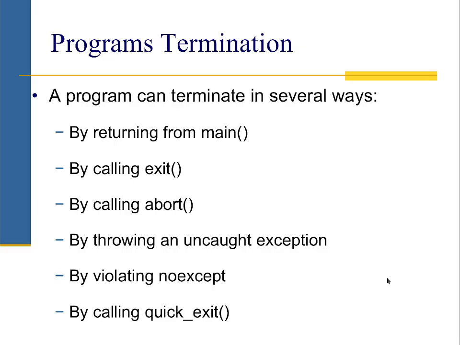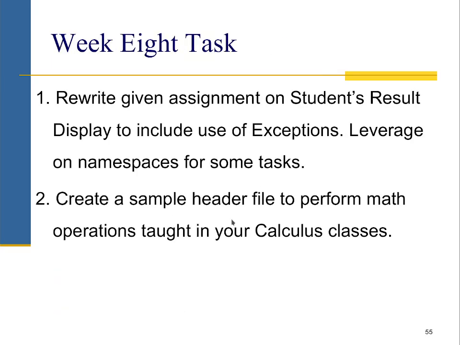Program termination: there are numerous ways to terminate a program: by returning from main, by calling exit, by calling abort, by throwing an uncaught exception, by violating noexcept, or by calling quick_exit. These are basically ways you can terminate a program.